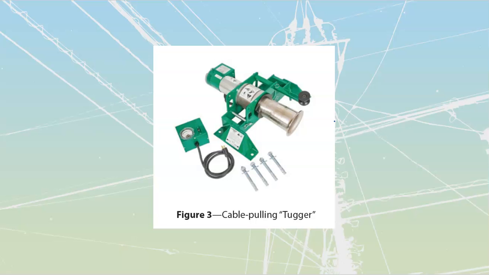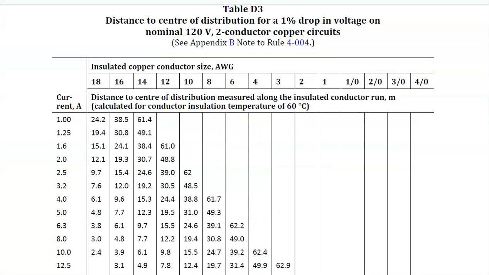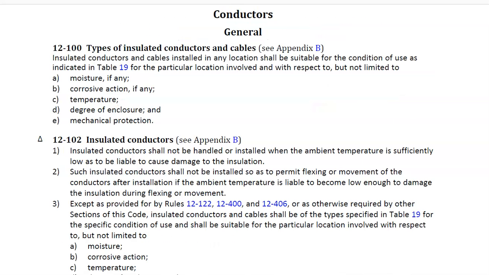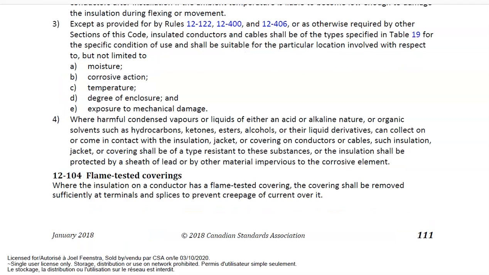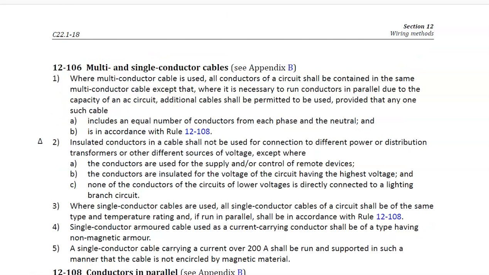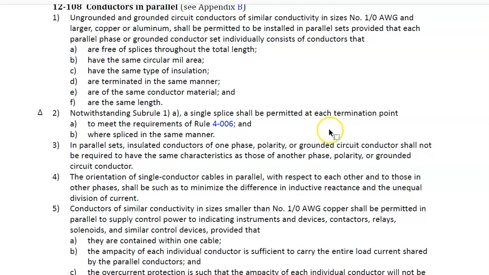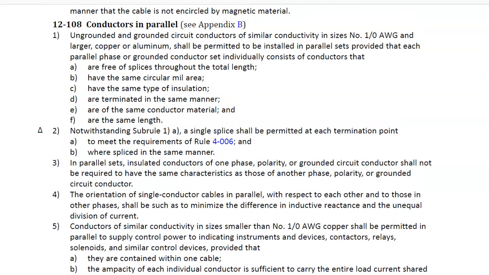Parallel runs are listed inside of our code, inside of Section 12, because it's an installation method where, instead of having one giant conductor to drag in, we sometimes pull in multiple smaller conductors. Those smaller conductors are easier for us to work with and easier to terminate. If I look all the way down here, Rule 12-108 gives me a bunch of rules for my parallel conductors.